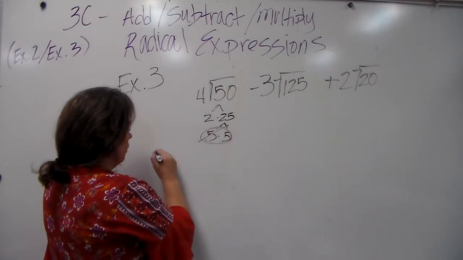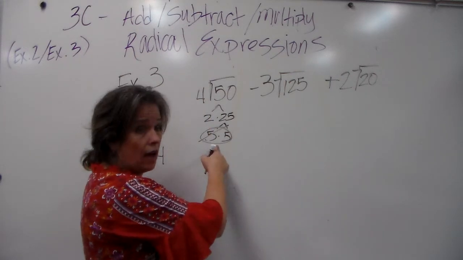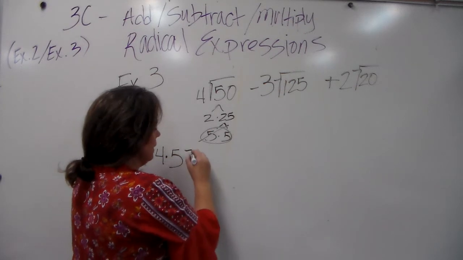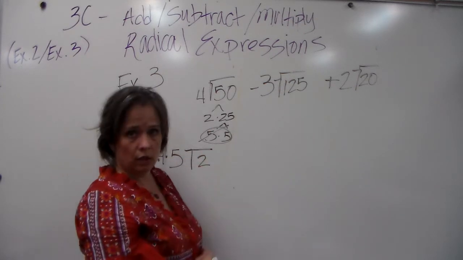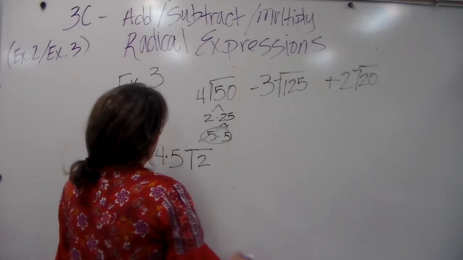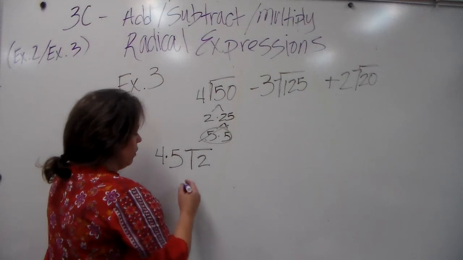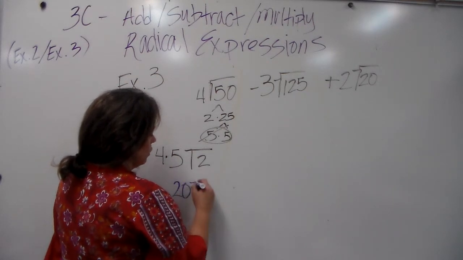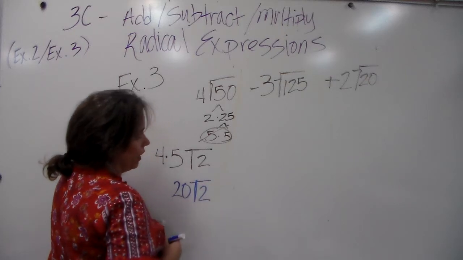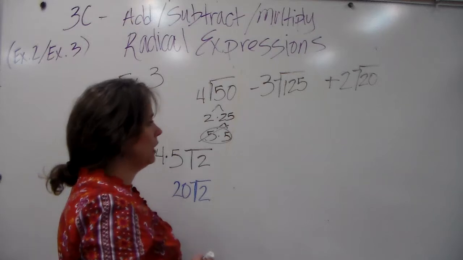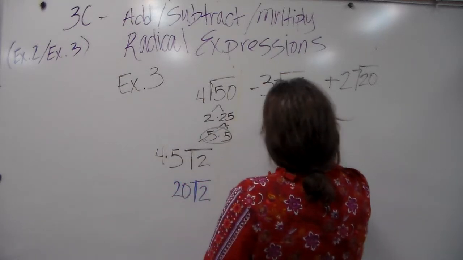Now the 4 will multiply that 5. And since the 2 didn't have a match, it stays behind, inside the radical. All right, we'll multiply the 4 times the 5, and we'll get 20 square roots of 2, all right, for our simplified first term.